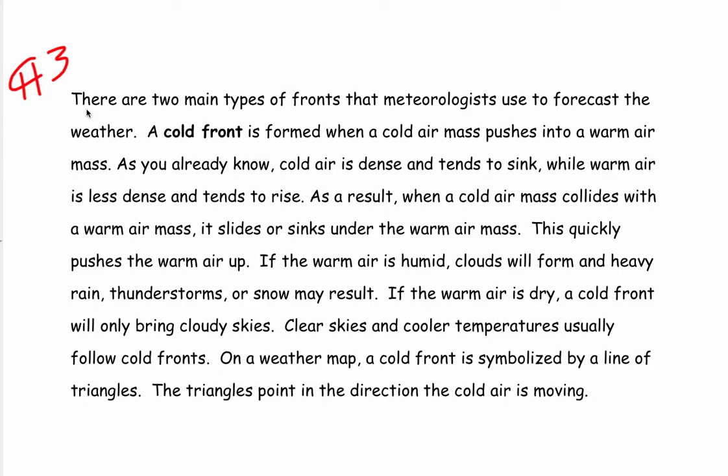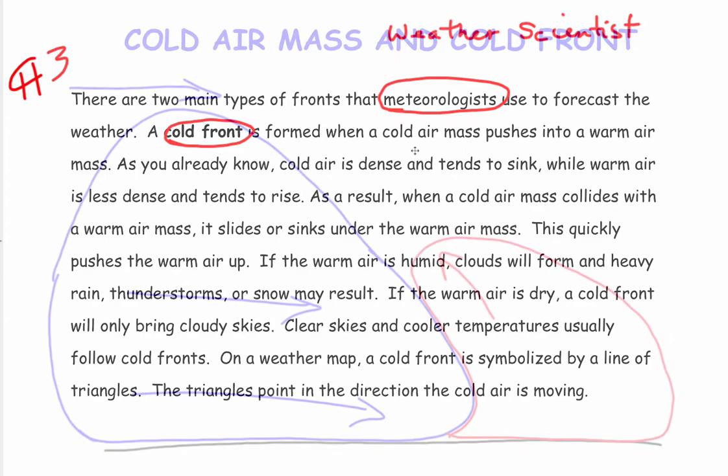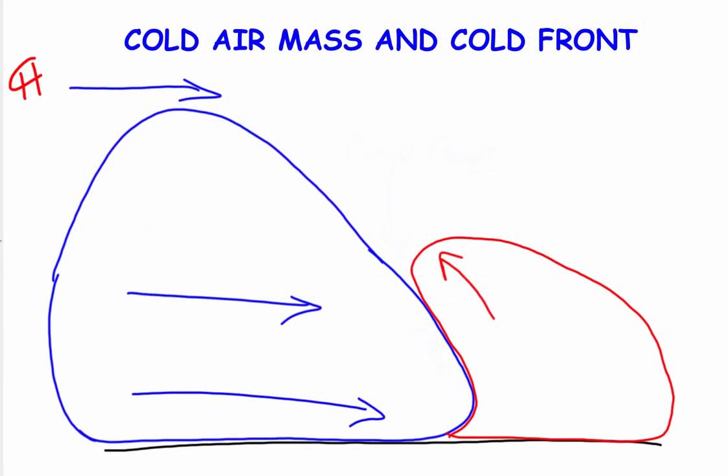Paragraph 3. There are two main types of fronts that meteorologists use to forecast the weather. And in case you're not sure what a meteorologist is, a weather scientist. A cold front is formed when a cold air mass pushes into a warm air mass.